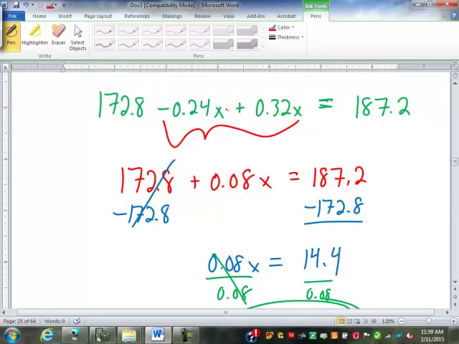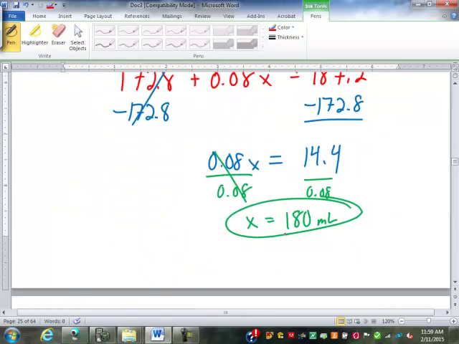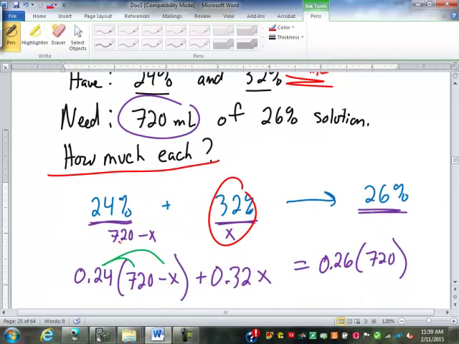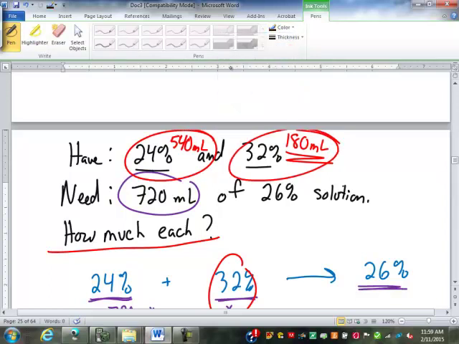Milliliters is x, but now we've got to go back and remember to answer the question here. It wanted to know how much of each. Well, x was the amount of the 32%. So that is 180 milliliters, so 180 milliliters of the 32%. We also need to know how much of the 24%, which was 720 minus x. So 720 minus 180 will be 540. So 540 milliliters of the 24%. Any questions?